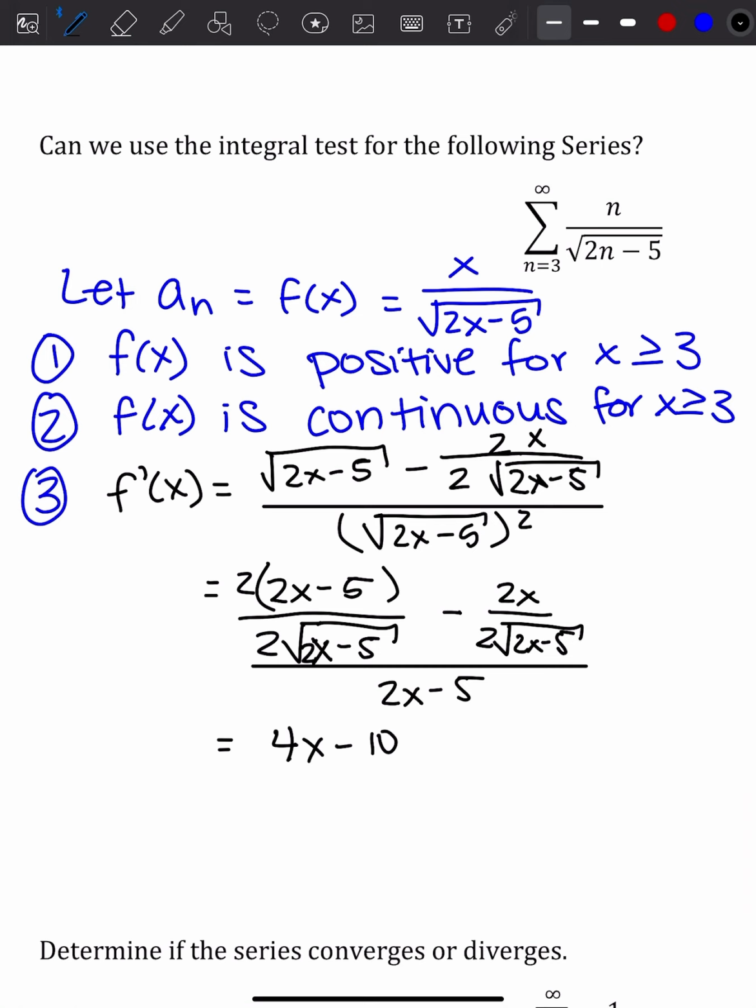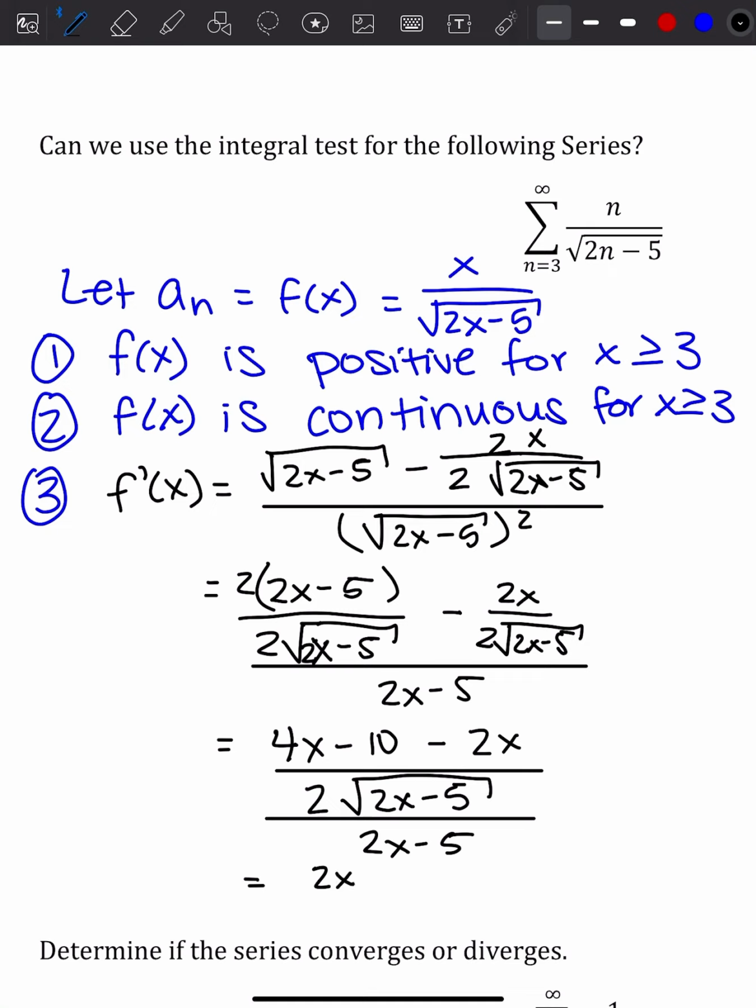If we distribute it, and then combine my two fractions, we're going to subtract 2x. This gives us 2 times the square root of 2x minus 5, divided by 2x minus 5. We have 4x minus 10 minus 2x, so I'm going to do 2x minus 10. And looking at this, I can also factor out a 2 from 2x minus 10, to get x minus 5.